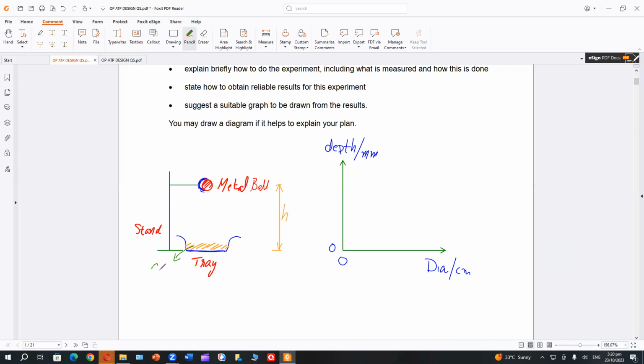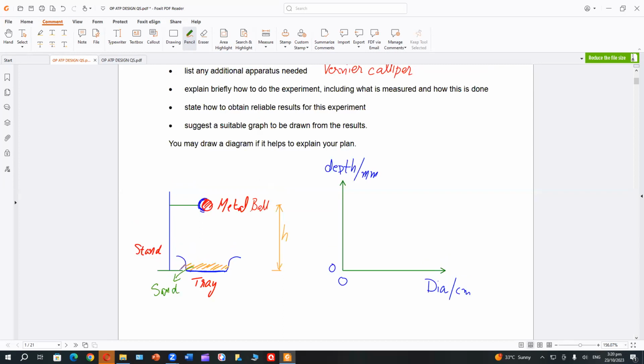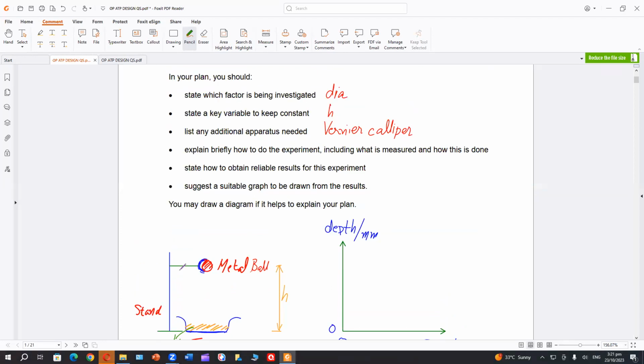Arrange the apparatus as shown. Very good. Then drop the ball from the same height every time. No need to write it, obviously, the paper is tomorrow. Drop the ball from the same height every time. Measure the diameter of the crater. Measure the diameter of the crater by vernier caliper.